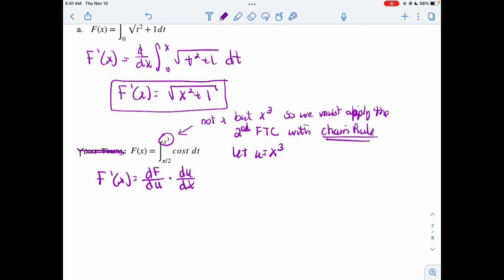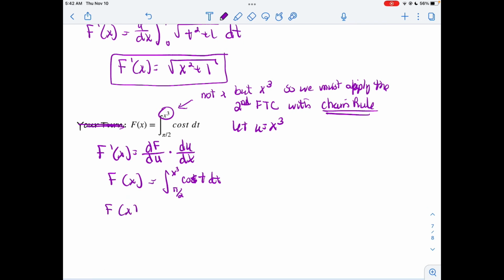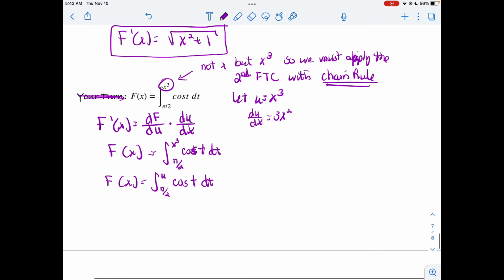And remember, with our chain rule, when we take a derivative of something, we have to multiply it by the derivative of u with respect to x. So if I rewrite big F of x, as the integral from pi over 2 to x cubed, I rewrite big F of x as the integral from pi over 2 to u of the cosine of t dt. Now I have a singular variable in the upper bound, so I can apply the Fundamental Theorem of Calculus Part 2.